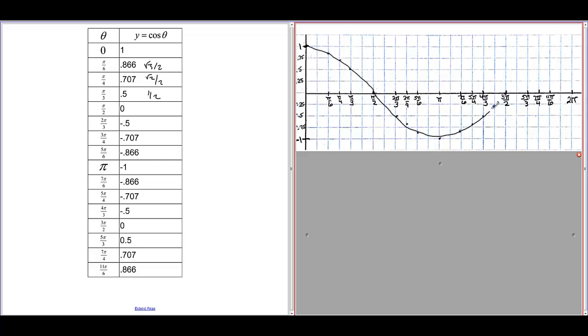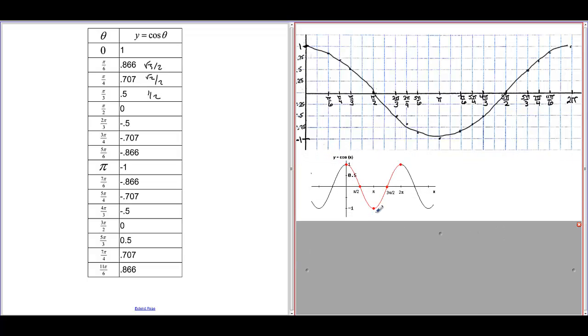So there's part of the wave, and we have to finish one complete wave when we get back to 2 pi. So there's 0.5, 0.7, 0.86, and to positive 1, right back where we started. If we use a graphing utility, then we get this nice smooth wave starting at 1, and this is one complete wave when we get back to the same place.